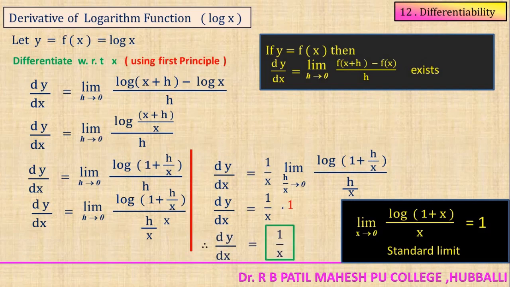So the log x function means with base e. Understand, this is very important. The base of the logarithm is e. Then its derivative function is 1 upon x. That is 1 divided by this variable only, 1 upon x. I hope you understood what the derivative of the log x function is.